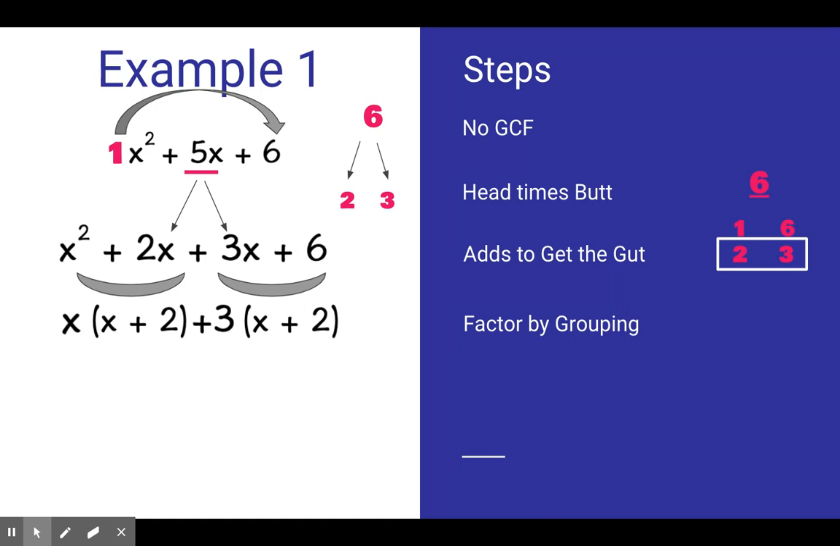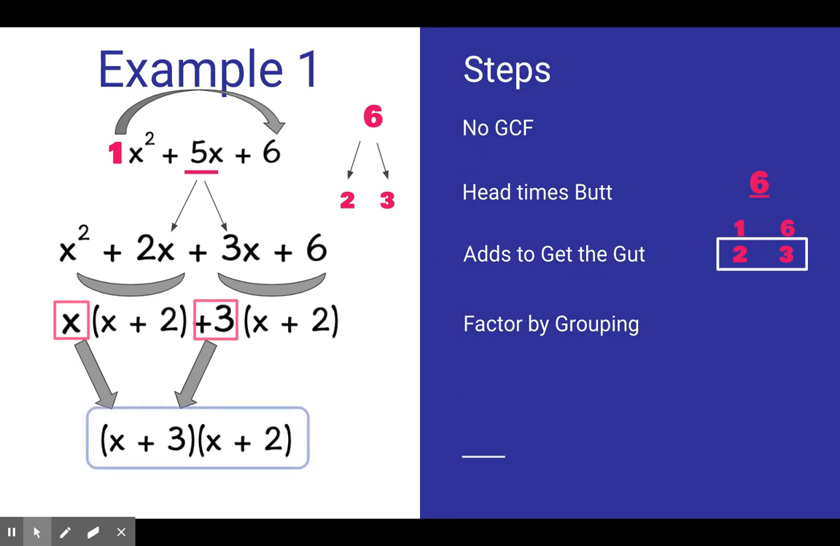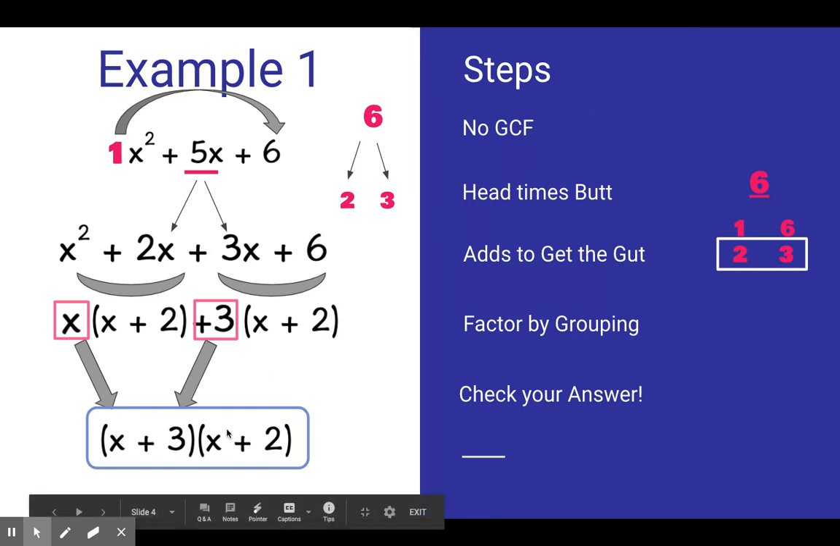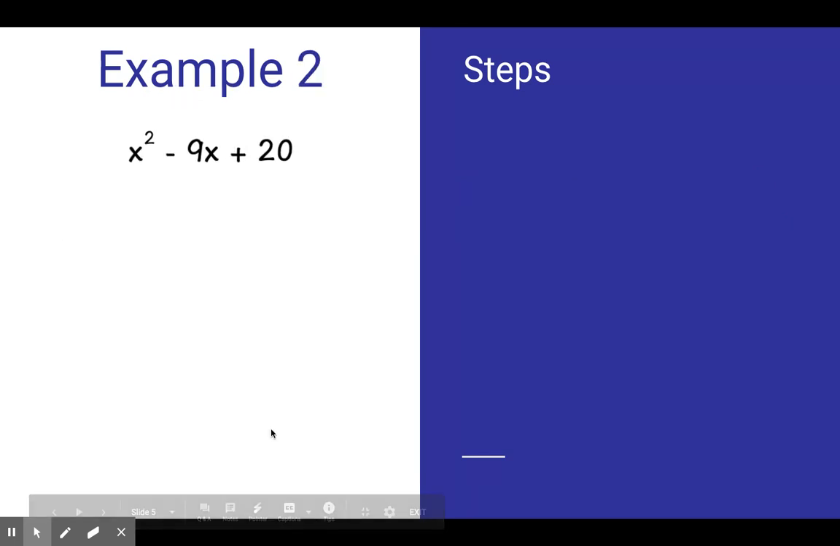So then I'm going to take my GCFs, the x and the 3, and put them together to make a factor, x plus 3. And then I bring down that second parentheses of x plus 2, and there's my answer. I can then check my answer. If I multiply that back out, I should get my original. So x times x is x squared, x times 2 is 2x, 3x would give me 5x, and then 3 times 2 is 6. Okay, here's another example.